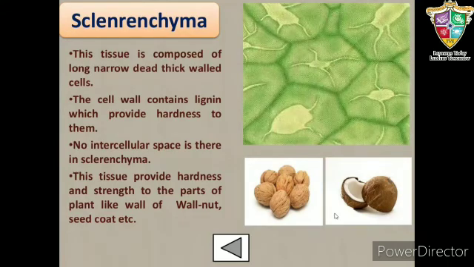It provides strength to the plant parts. It makes plants hard and stiff.